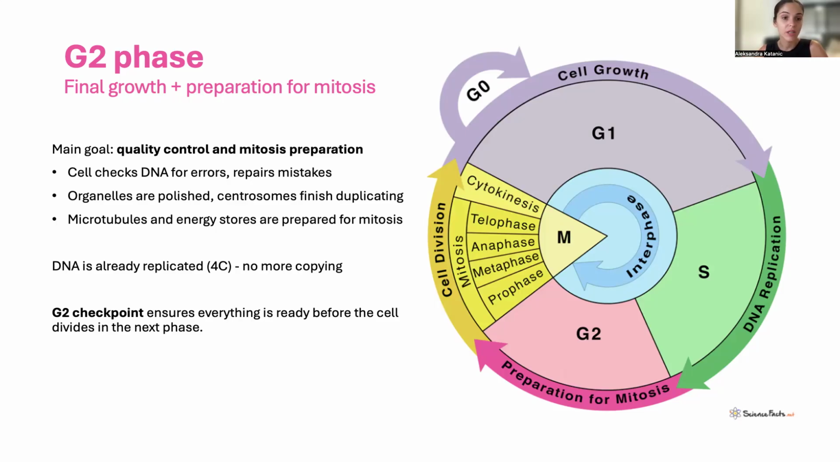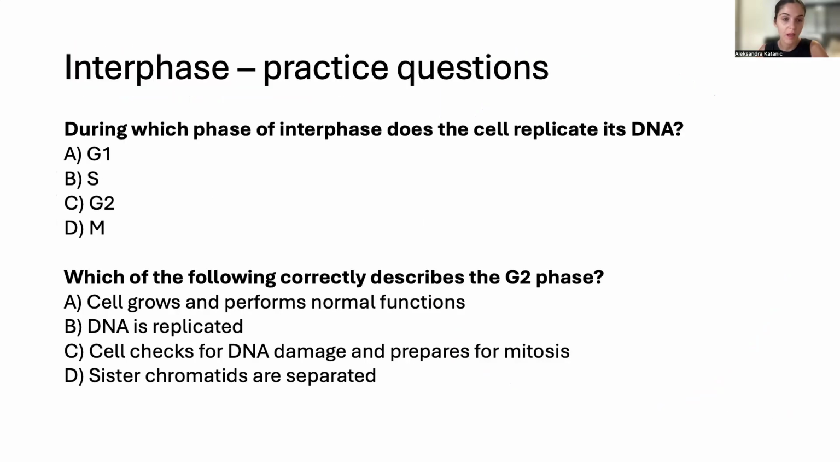As the DNA has already been duplicated, we remain at 4C. There's no more copying that happens here. And there's the G2 checkpoint that makes sure all of this is done well enough so that the cell can divide in the next phase.